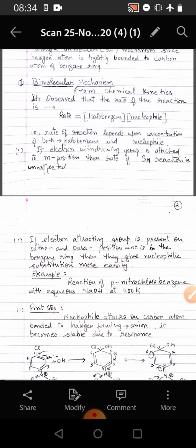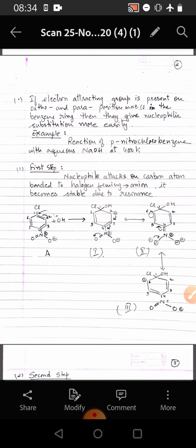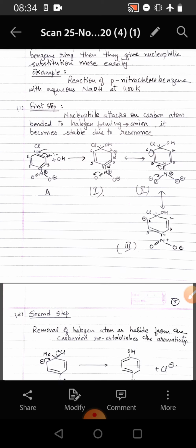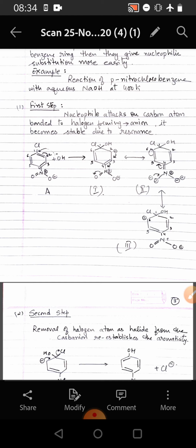If an electron withdrawing group is attached at the meta position with respect to the chloro or halo group, then the rate of the SN reaction is unaffected. But if the electron attracting group is present at the ortho and para position with respect to the chloro or halo group in the benzene ring, then they give nucleophilic substitution more easily. So for example, let's take the reaction of para-nitrochlorobenzene with aqueous NaOH at 400 Kelvin.